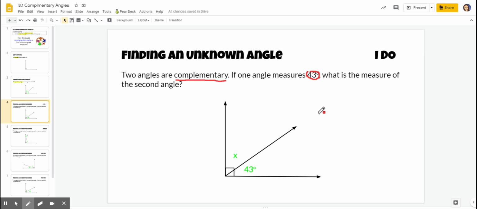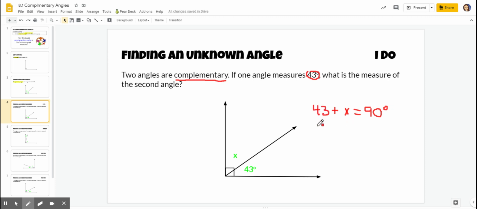Now if I were to write an equation to represent this, I know that I have an angle that's 43 degrees. And if I add this angle x to it, it's going to give me a right angle because they are complementary. In other words, if I add those together, they should give me a total of 90 degrees. Here I really have a one-step equation. My job when I have an equation is to get this x all by itself.